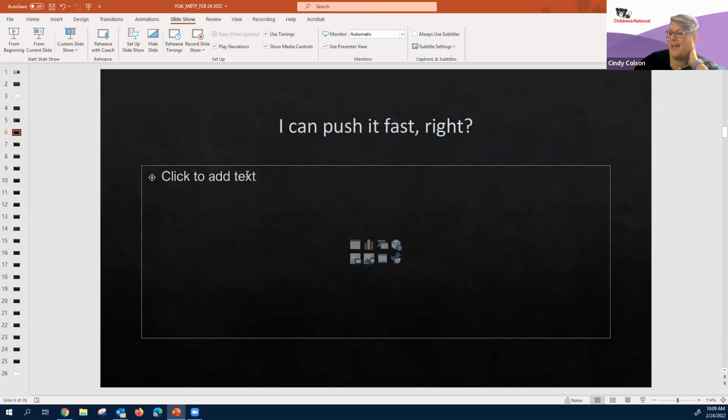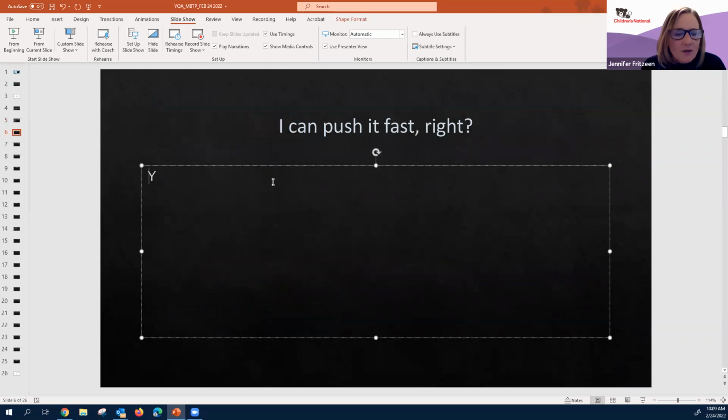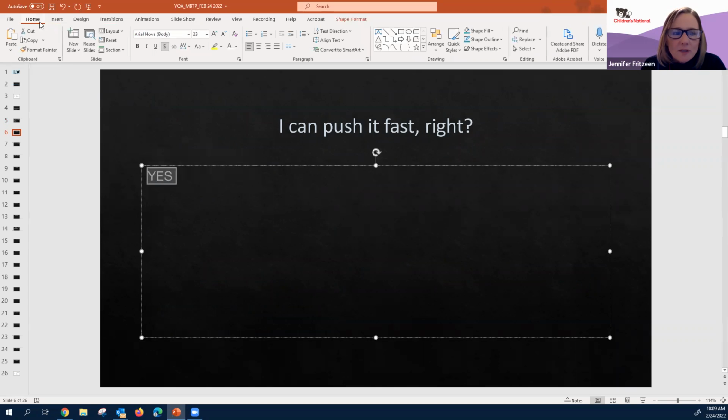Okay. And again, yeah. Can I push it fast, right? Push it as fast as you want. You can get it in there. And remember that platelets cannot go on the rapid transfuser. So those you will have to push.